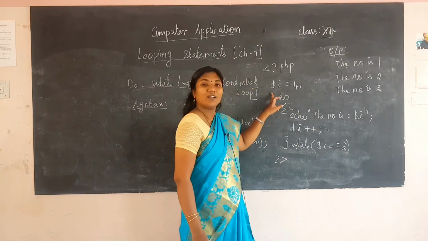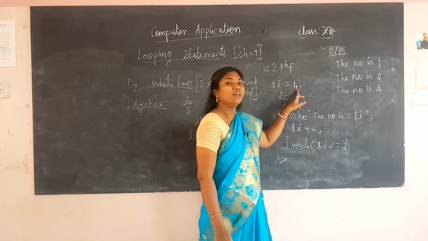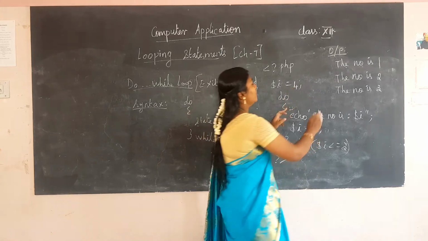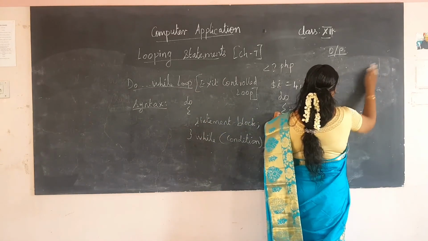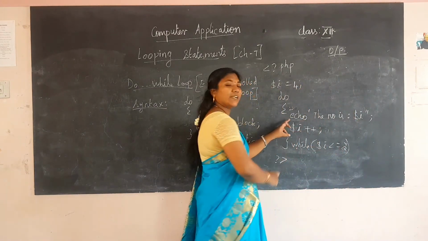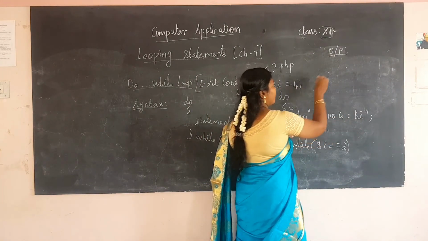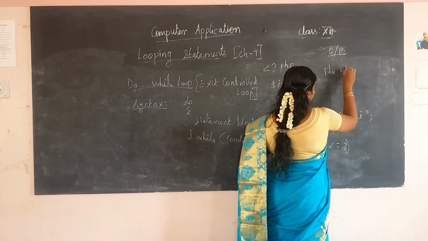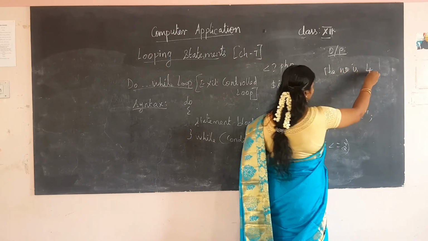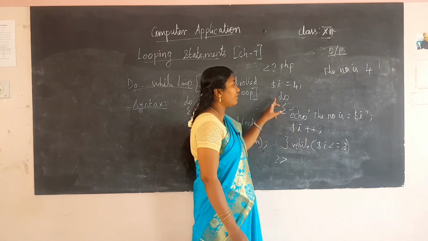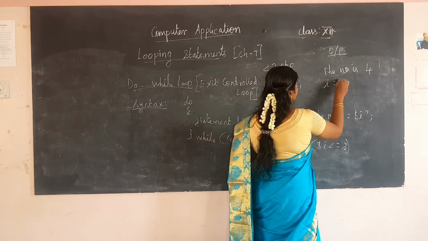So, suppose $I has the value 4. Okay. If it has the value 4, then what will be the output of it? First it has to enter inside the statement block. So, echo the number is $I. Now $I has the value 4, so it will be printed once. The number is 4. Okay. Then only it will increment the value of I. So, the value of I will be 5.